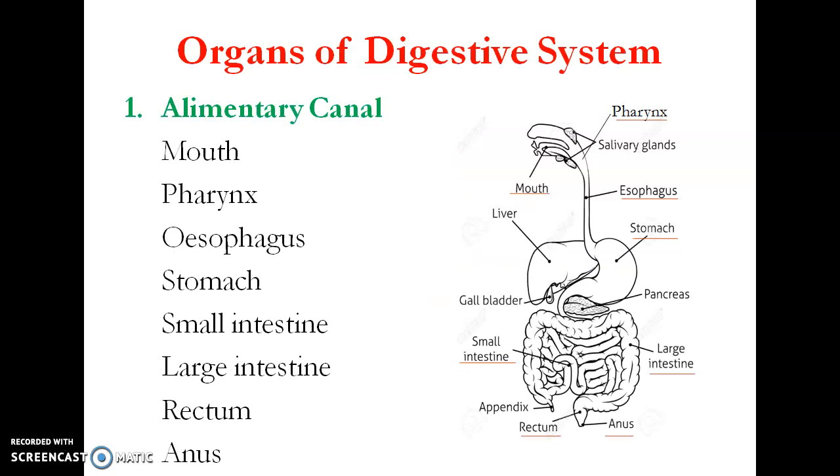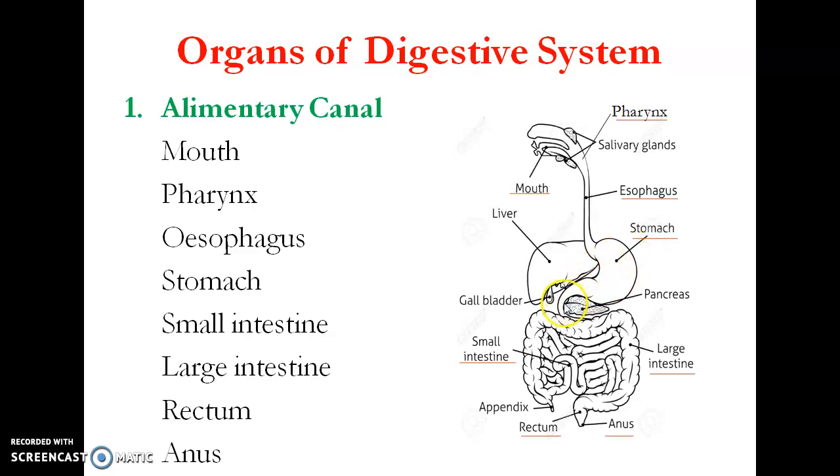Here is a list of organs of the digestive system. Now you can see in the diagram the whole digestive system. All the organs of the digestive system we can divide into two parts. Number one is the alimentary canal. The alimentary canal consists of a number of organs starting with the mouth, then it continues as a funnel shaped cavity, that is the pharynx. The pharynx further continues as a tube, that is the esophagus. The esophagus tube opens into an organ, that is the stomach.